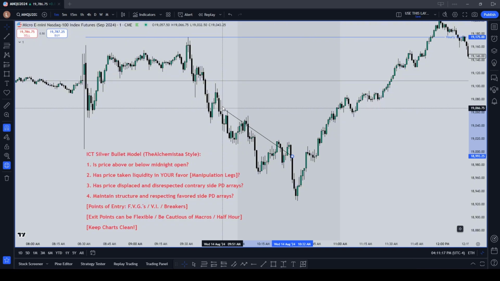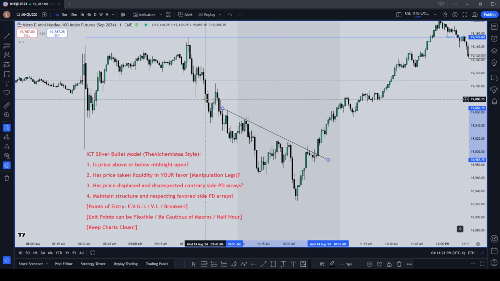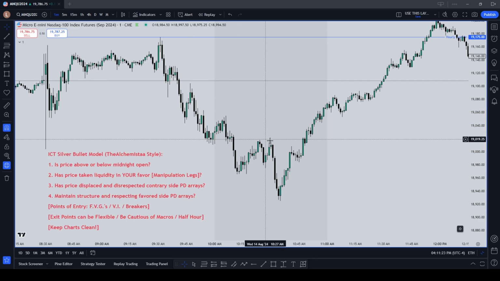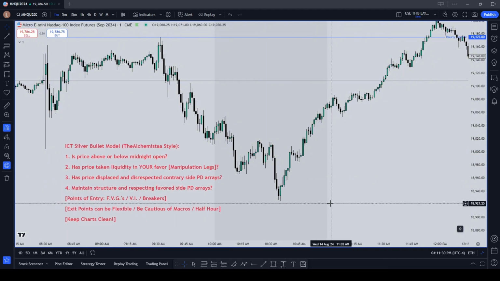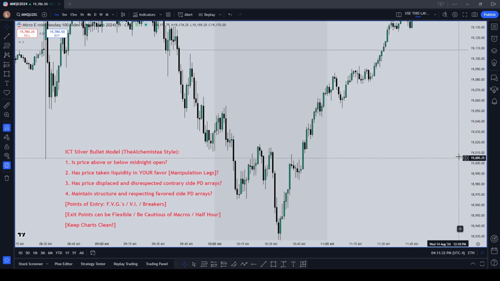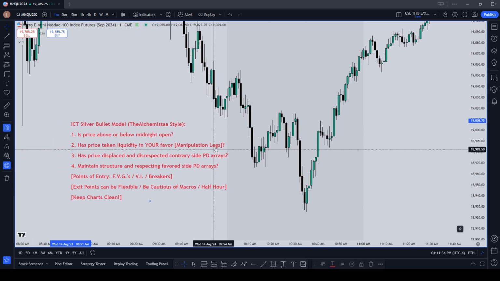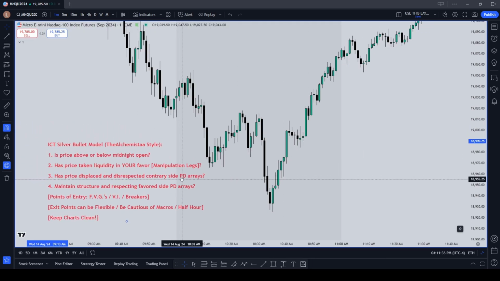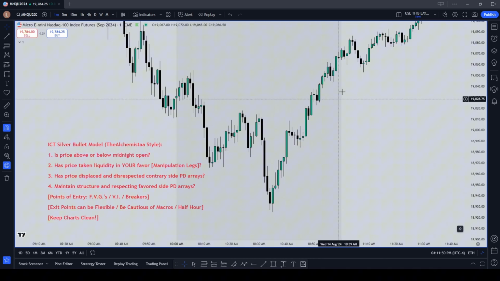If you draw out this trend line here, what is retail thinking right now? They're trying to sell all this. But let's keep our charts clean so we can really understand price action. So the first two boxes are checked. What are you looking for now? Has price displaced and respected contrary side PD arrays? Yes, it has. If we look here, it took until price reached 10:30 to finally start moving up.